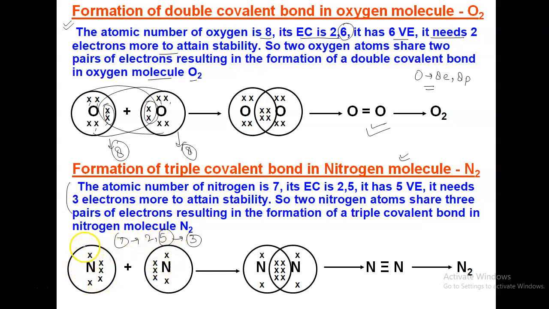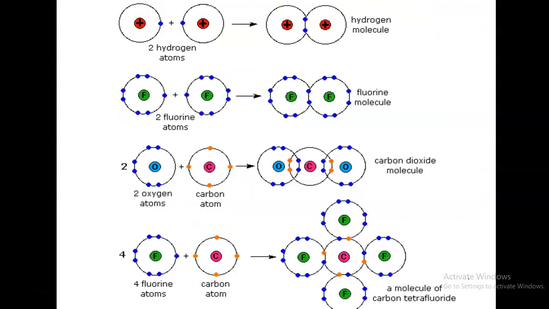So this nitrogen decided to do like this, and we expand this also, like this. So they both get 8 electrons. Count it. 1, 2, 3, 4, 5, 6, 7, 8. This nitrogen has 8 electrons. This also has 8 electrons. So 1, 2, 3. Triple bond is formed like this. N2 molecule is formed. Now move to the next slide.